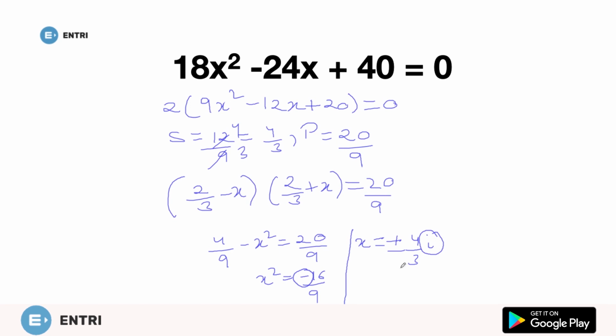So what's the tension here? Just put the value. So while putting the value, I'll put this value in this equation and get to know that my roots are going to be 2 by 3 plus minus 4 by 3 iota. That's it. So it was that simple. Clear? So never take any of the tension.